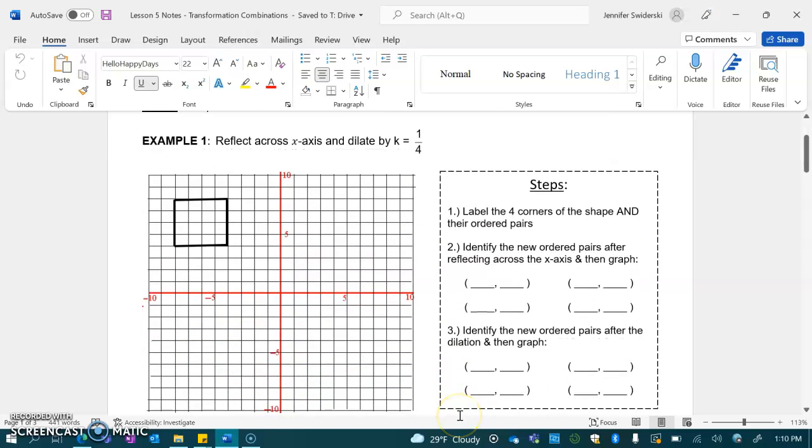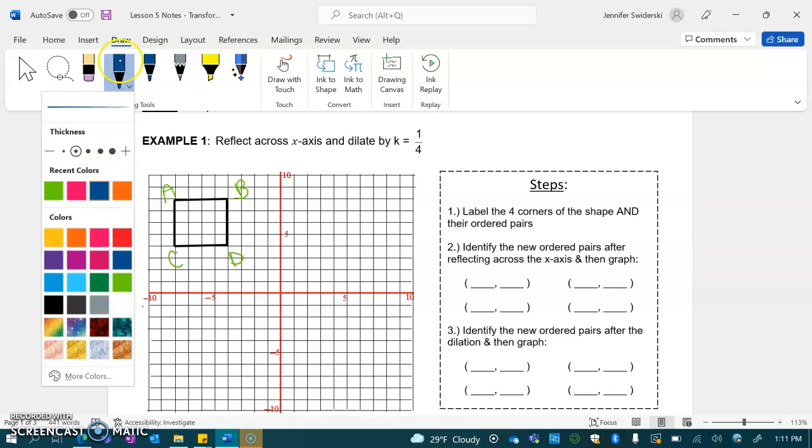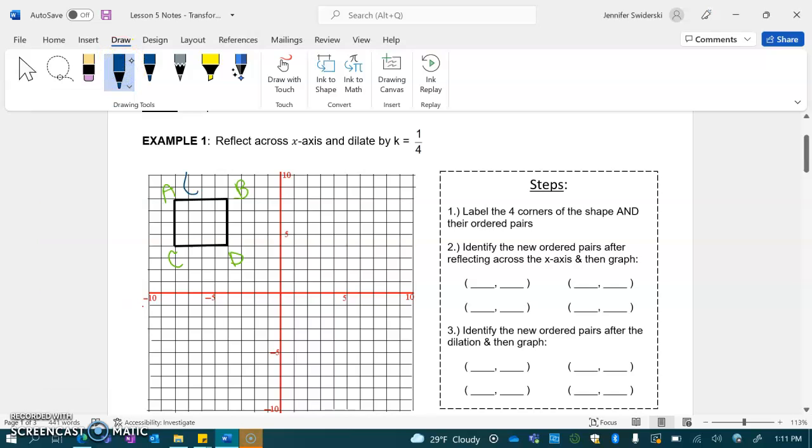It says label the 4 corners of the shape and their ordered pairs. So I'm going to label this guy A, I'll label this guy B, I'll label this guy C, and this guy D. When I go in and label these points, A is at -8, 8. B is at -4, 8. C is at -8, 4. And D is at -4, 4.